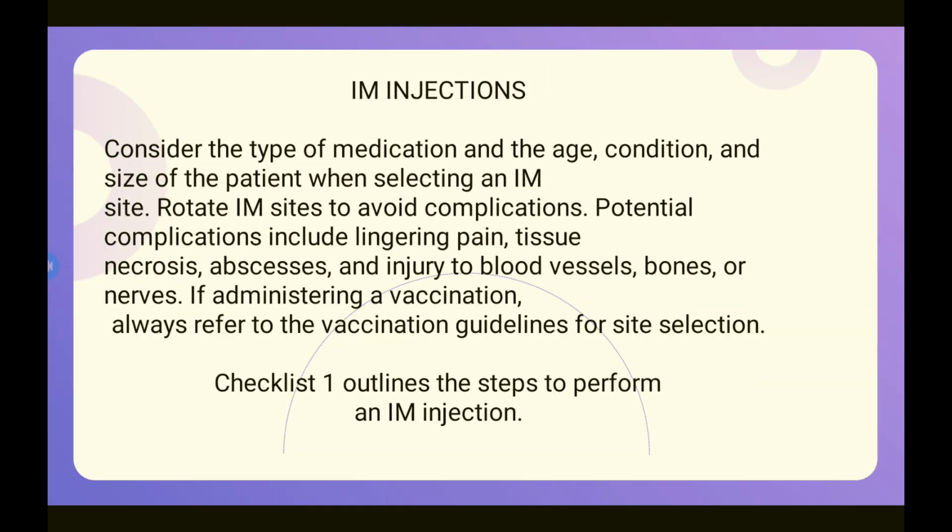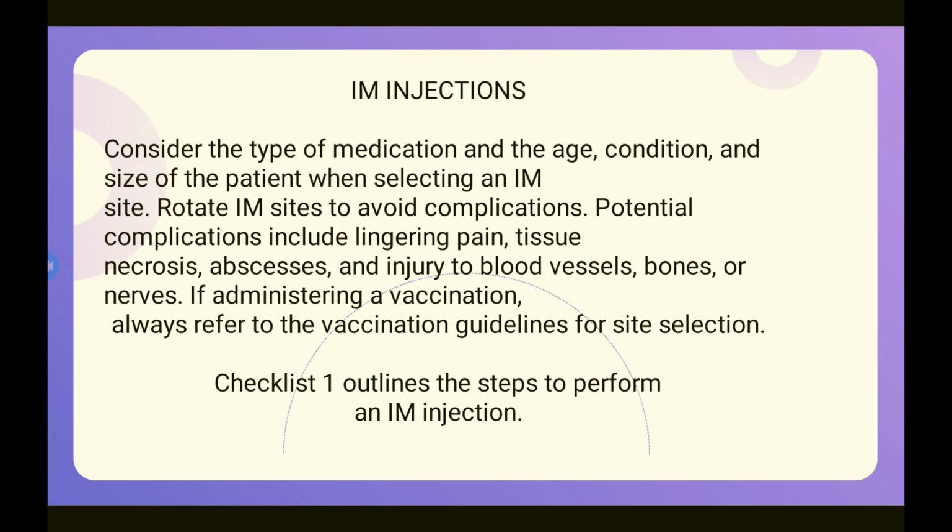We consider the type of the medication, the age of the patient, the condition of the patient, and the size of the patient when selecting an intramuscular site. We rotate the intramuscular sites to avoid complications. Potential complications include lingering pain, tissue necrosis, abscesses, and injury to the blood vessels, bones, or nerves. If administering a vaccination, always refer to the vaccination guidelines for the site selection.